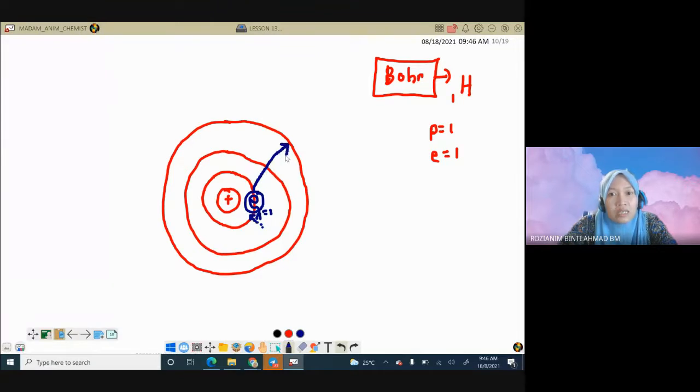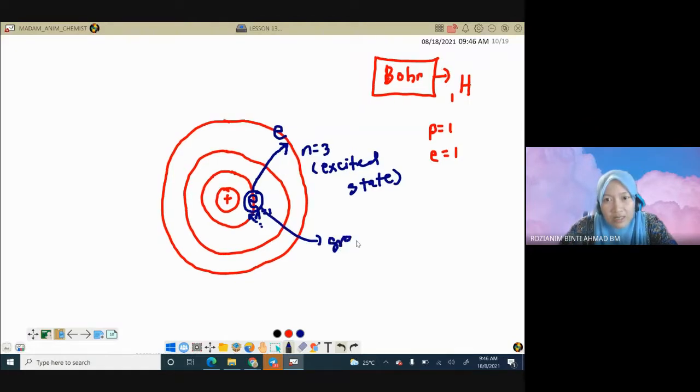Dia akan excite, dia akan promote to the higher energy level. Contoh, dia bergerak pada shell nombor 3. Dia bergerak dekat sini. Okay. So, dekat sini, dia tak boleh duduk diam juga sebab karakter elektron dia sentiasa bergerak. So, dekat shell nombor 3 ini kita panggil dia excited state. Excited state, while sebelum dia bergerak, dekat sini kita panggil dia ground state. Maksudnya, the lowest energy level and diserap tenaga dia pergi the highest energy level. Cuma, bila karakter elektron at the excited state, karakter dia adalah unstable. Unstable. Okay. Contoh analogi dia macam ni.